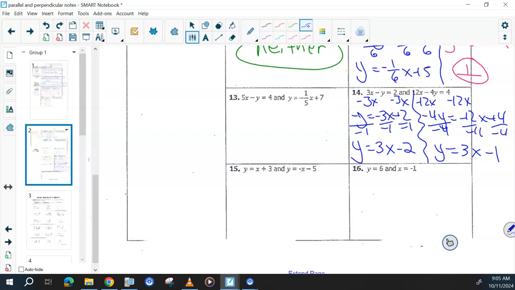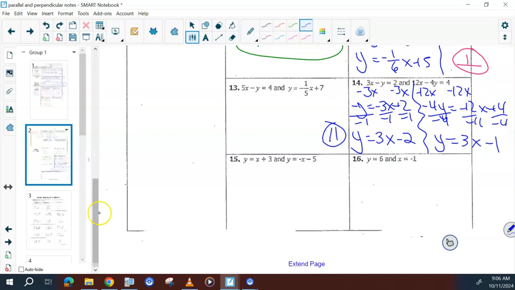Are these parallel, perpendicular, or neither? Parallel, because they have the same slope. I didn't say this earlier, but parallel lines also have to have a different y-intercept. Otherwise, they would be the same line. Okay, we're going to do one more of these and then move on. Number 16.